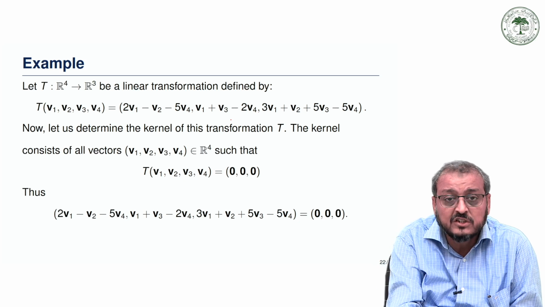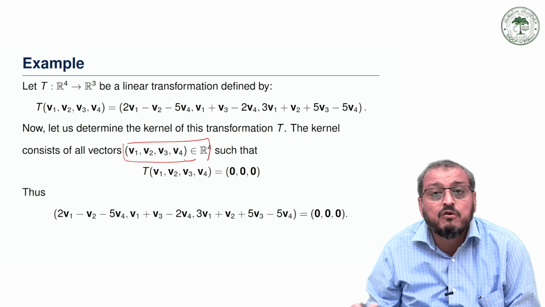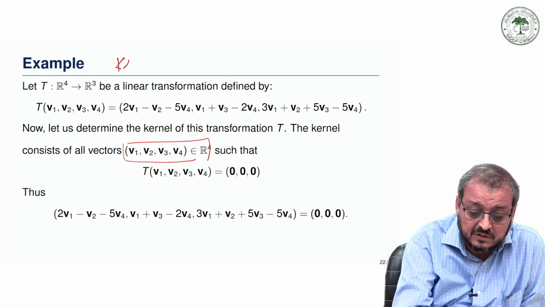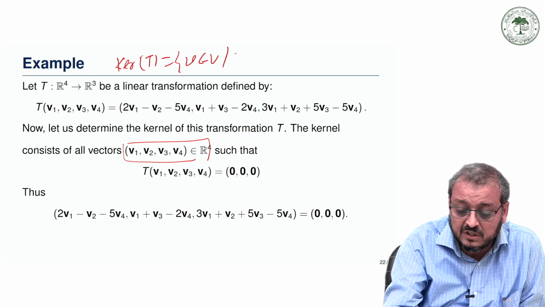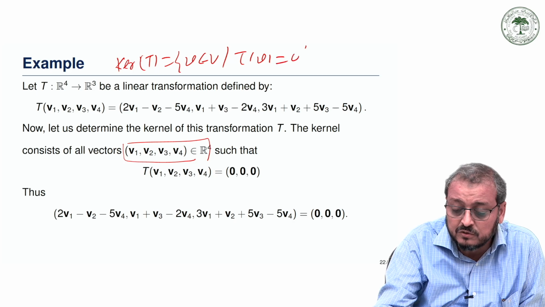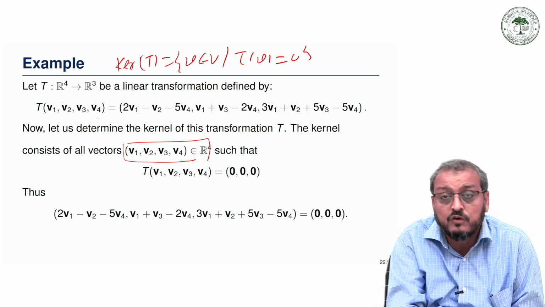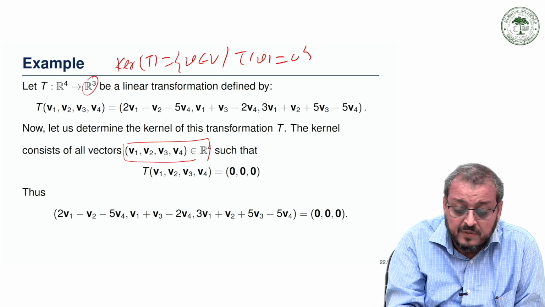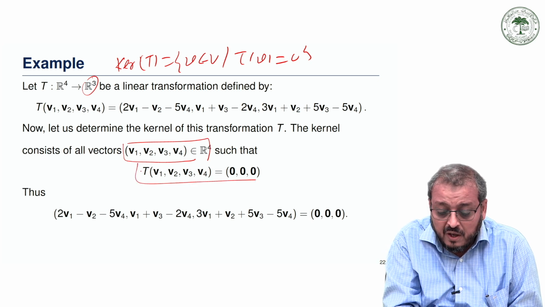The kernel of this transformation means we take any vector (V1, V2, V3, V4) belonging to R4 such that, by definition, the kernel of T is the set of V belonging to the space such that T of V is equal to 0. So T of (V1, V2, V3, V4) is equal to 0 of R3.